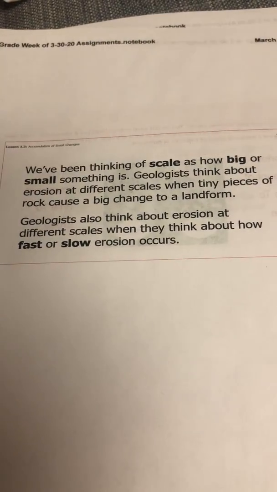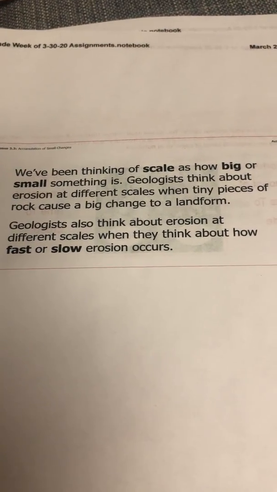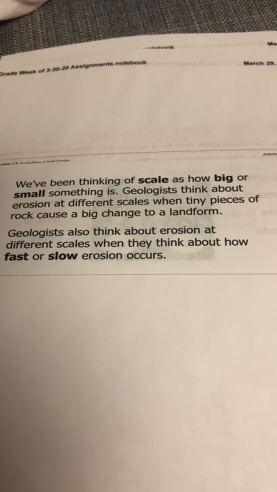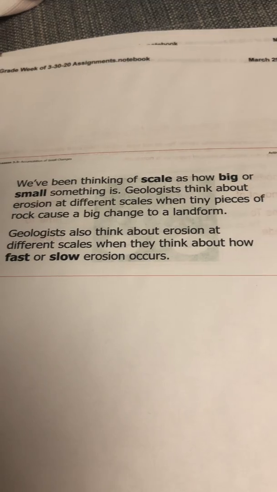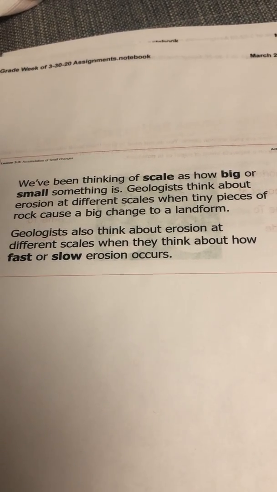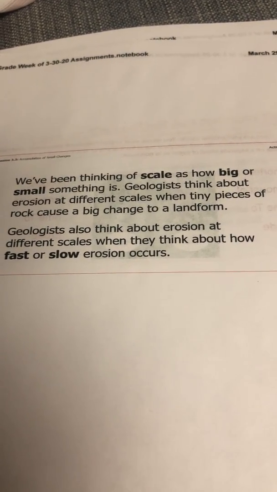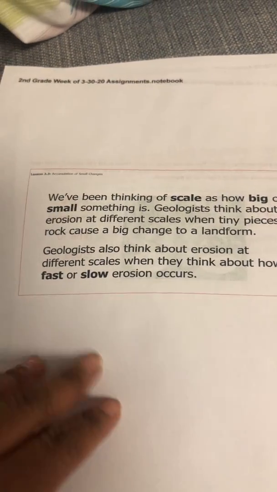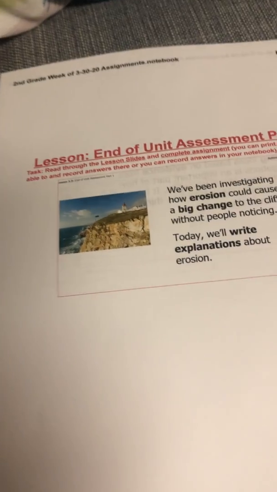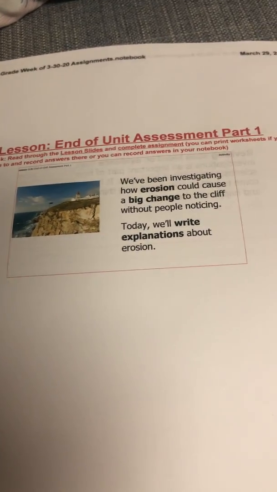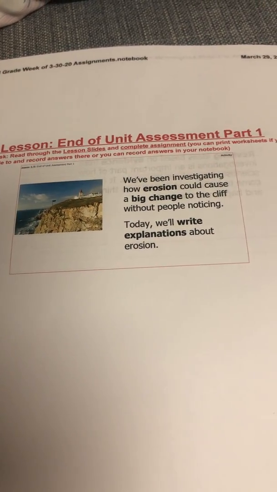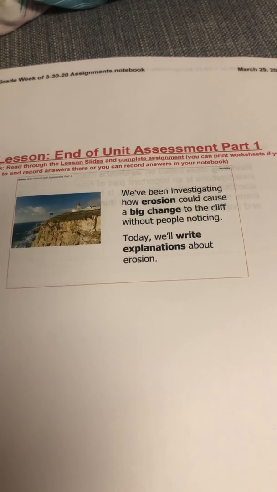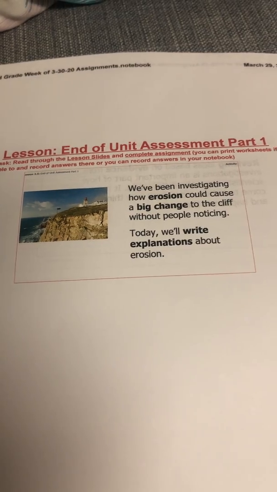We've been thinking of scale as how big or small something is. Geologists think about erosion at different scales when tiny pieces of rock cause a big change to a landform. Geologists also think about erosion at different scales when they think about how fast or slow erosion occurs. So, this is what we've been investigating these past couple weeks about the recreation center and its erosion process.